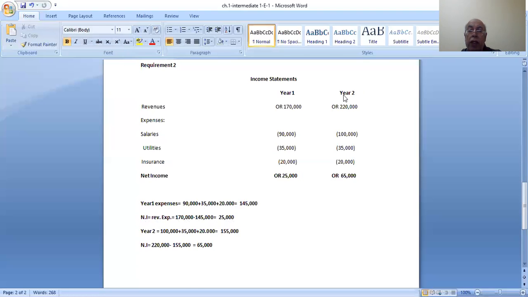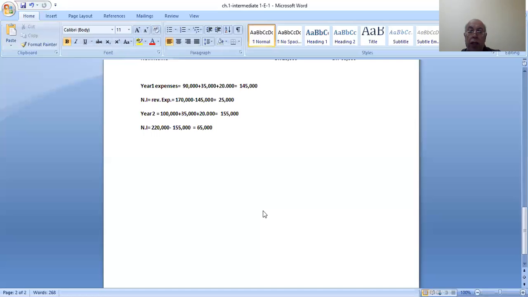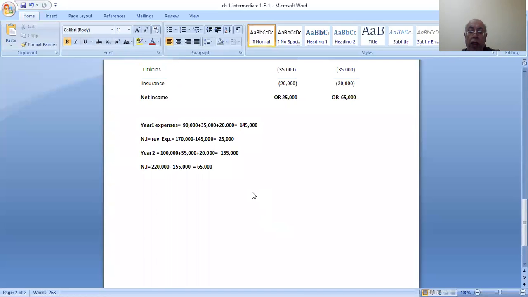If you go to year two, it is 220 minus the summation of 135 plus 20. You will see the total of expenses is 155, and 155 deducted from 220 gives you 65,000. I hope you understand this exercise well. Thank you.